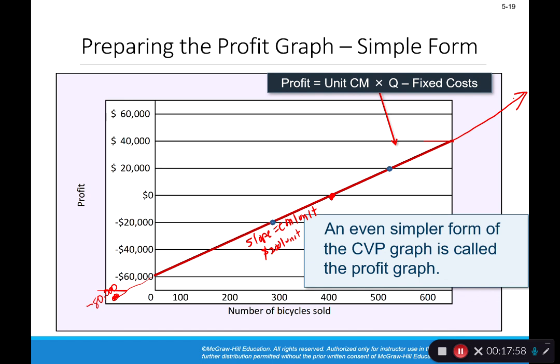So again, you're not going to be drawing any of these graphs on an exam or a quiz, but understanding the relationship between the various lines and when you make profit and loss when it comes to break even is extremely important. So hopefully the visual of the graphs help you better understand these concepts.